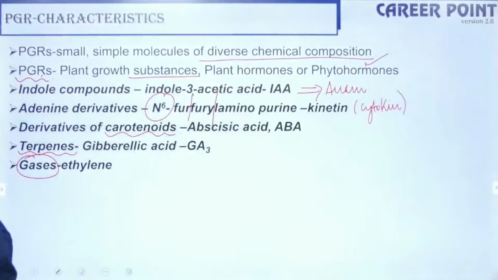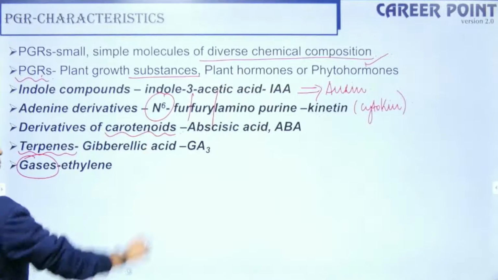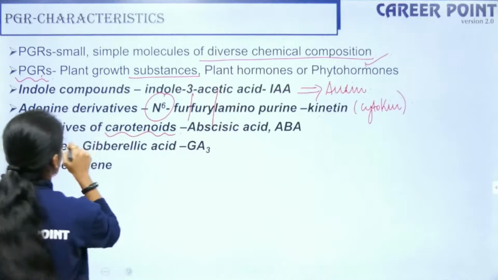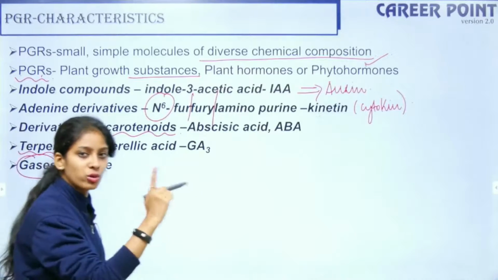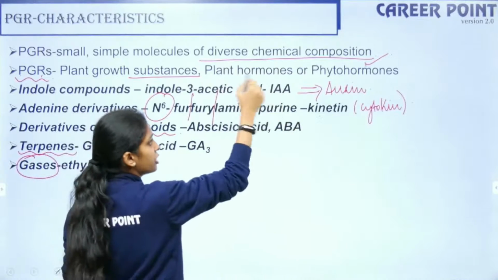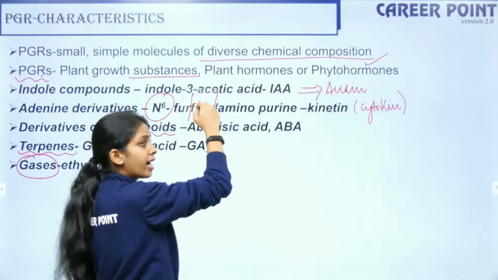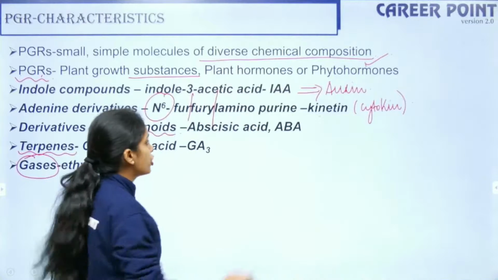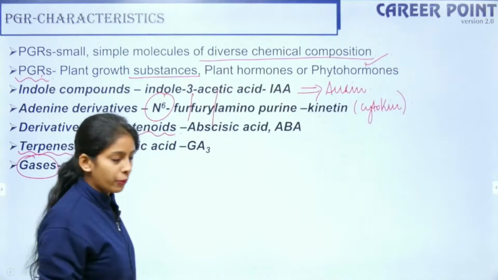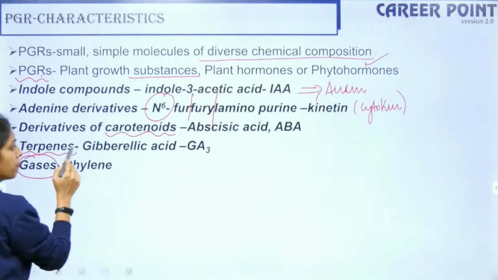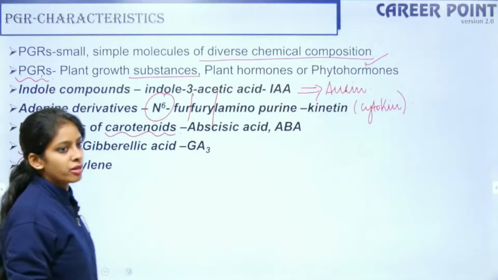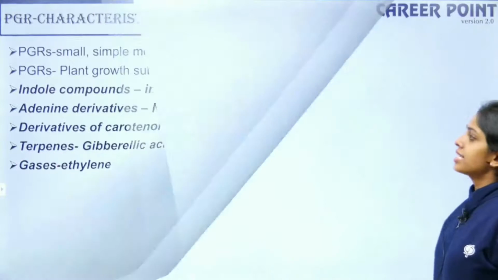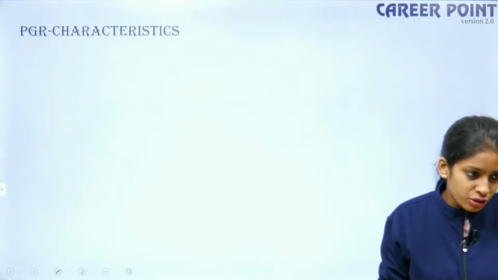Okay, fine. So I mixed up. Carotenoid is abscisic acid, and terpenes is gibberellic acid, I wrote it the other way around. So auxin is indole, kinetin is adenine derivative, your abscisic acid is your carotenoid, so remember C-A, and your terpenes is your gibberellic acid, so remember T-G. So these are the characters of your plant growth regulators.